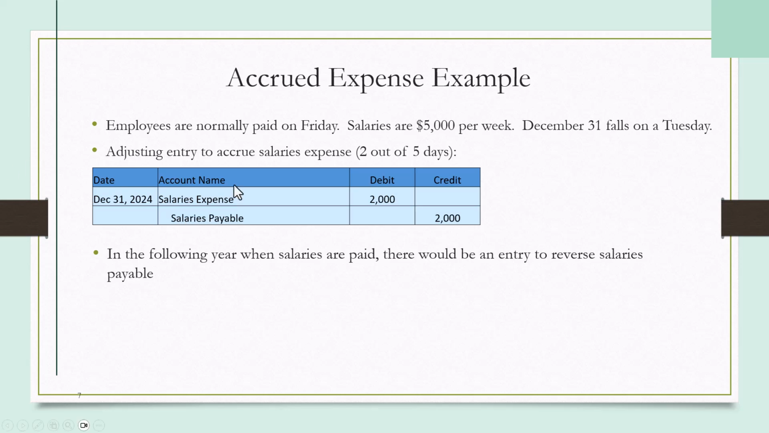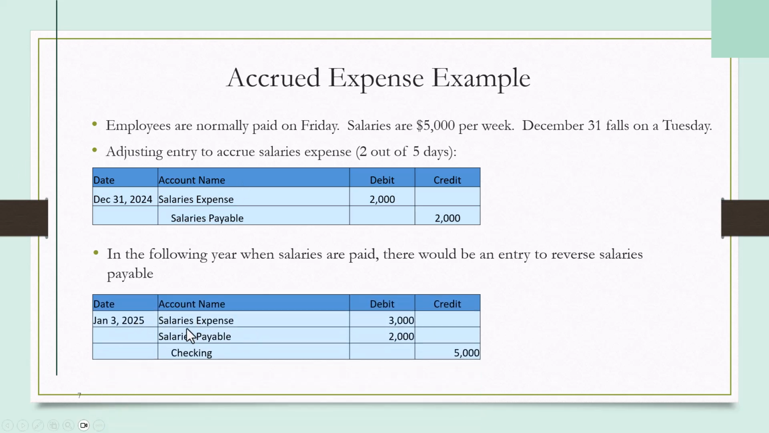So on January 3rd, 2025, you would have an entry like this. You would reverse the salaries payable to zero that out. In other words, this credit would be offset by this debit, and that balance would zero out once the employees are paid. And you would debit salaries expense for the $3,000 for Wednesday, Thursday, Friday that the employees worked in 2025. And then checking would be a credit for the total that was actually paid.